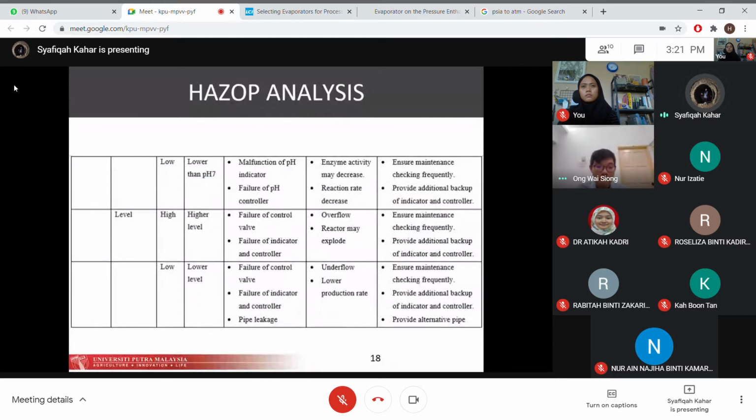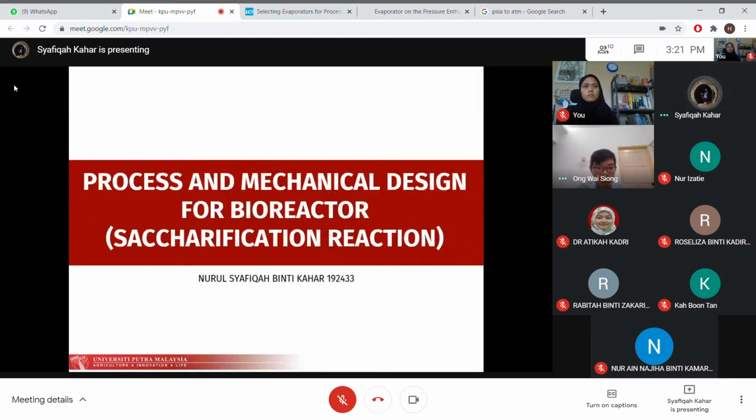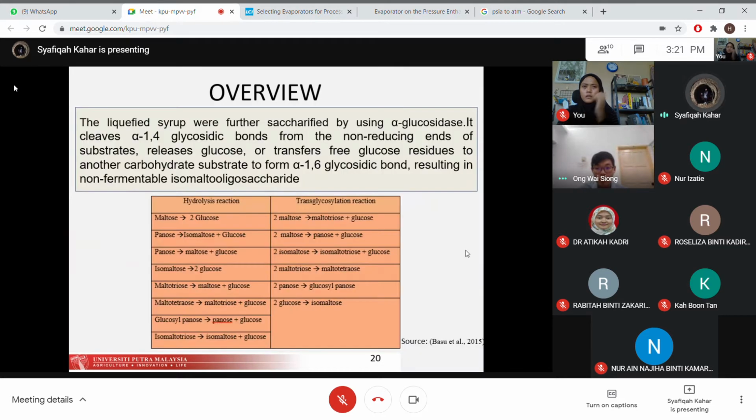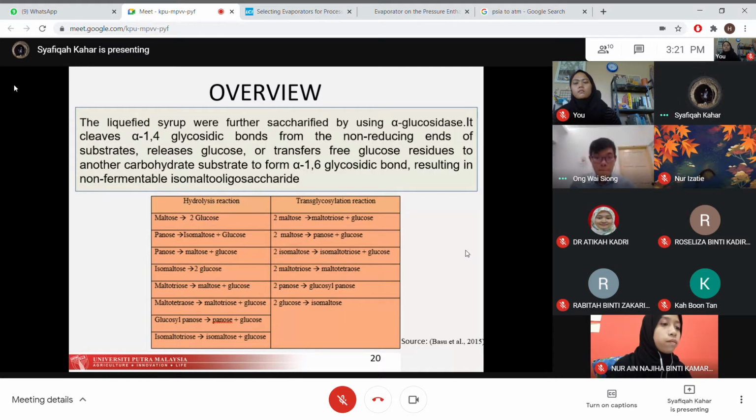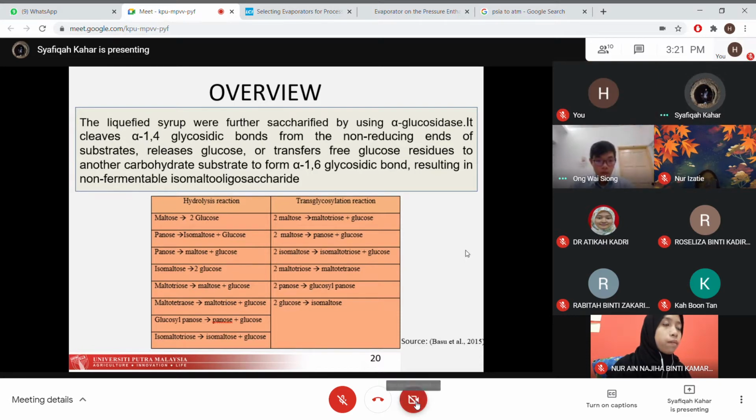Okay. The next one is process and mechanical design, for my part. It's a bioreactor but with a different reaction, which is the saccharification reaction. Firstly, for the overview, after the slurry from the previous process is liquefied, the slurry will enter the bioreactor for further processing, which is the saccharification, using the enzyme alpha glucosidase. So this is where the product from the previous process will be formed into various oligosaccharides.